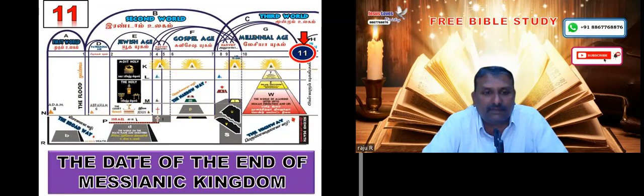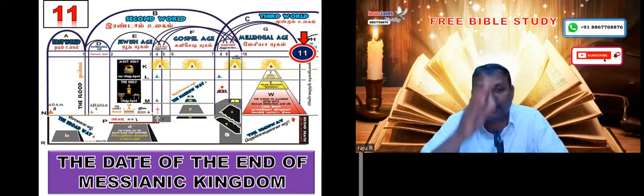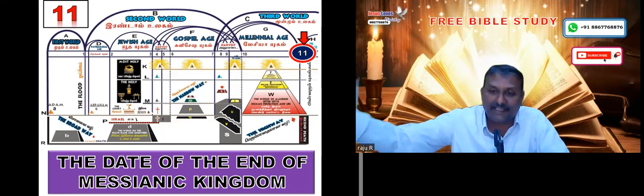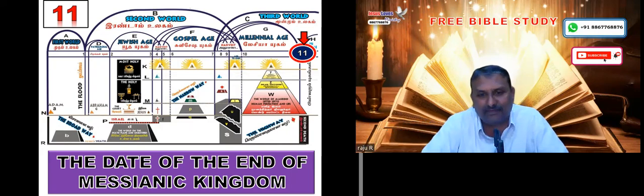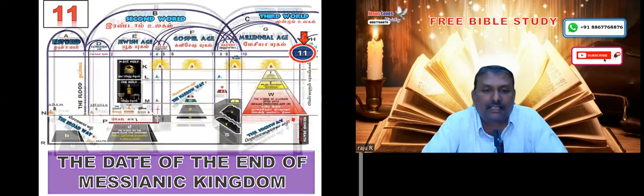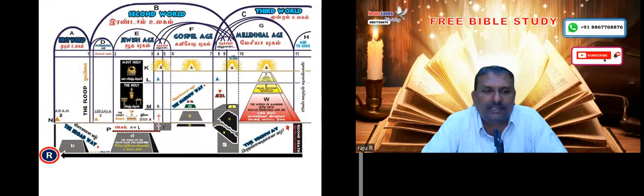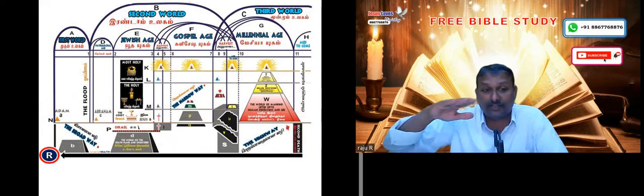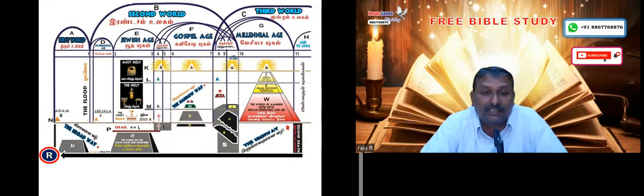Now, serial number 11 is the end of the 1,000 years, when the 1,000-year reign of Christ will be ending. It will begin at 1874 and end at 2874, 1,000 years. Okay. Next, dear brethren, we will go to the horizontal lines here. In the capital letters, we'll skip some of the letters now.